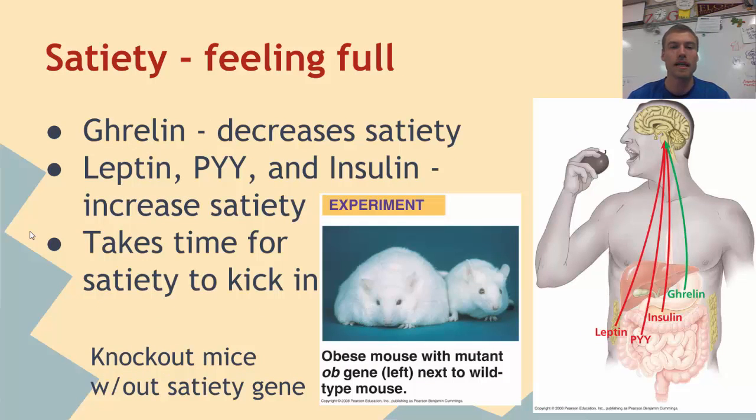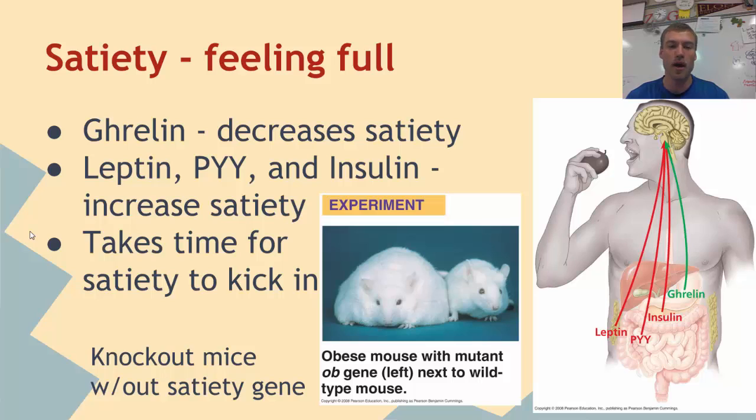Finally, we've got satiety. So we've got a few different hormones. We've got ghrelin, which decreases satiety. So basically makes you hungry. So when you don't have a lot of food in your stomach, it starts producing ghrelin, which is then going to help you become hungry again, which is good.